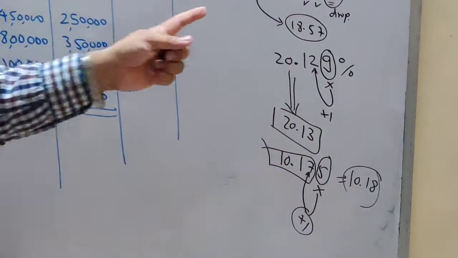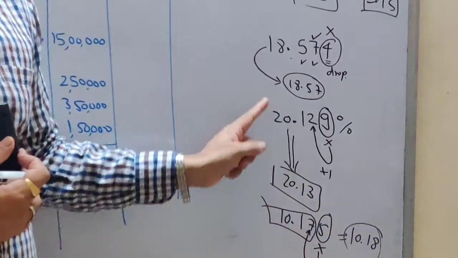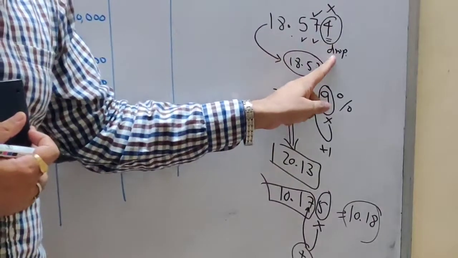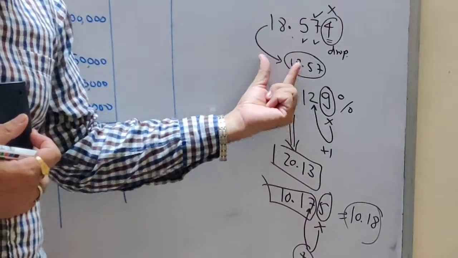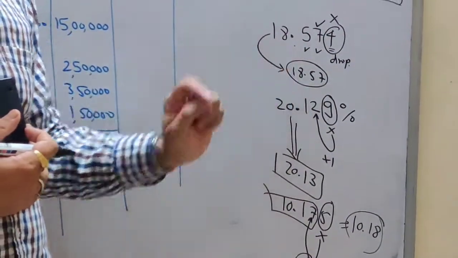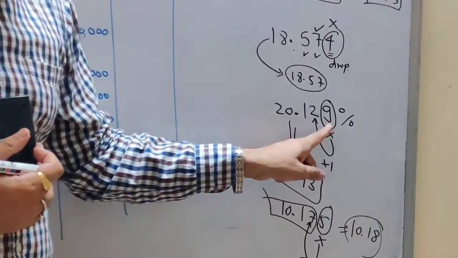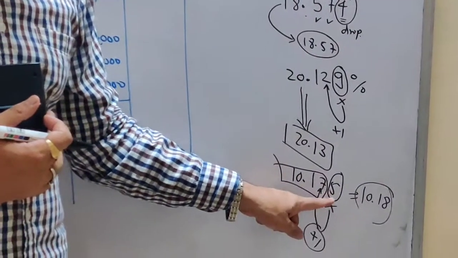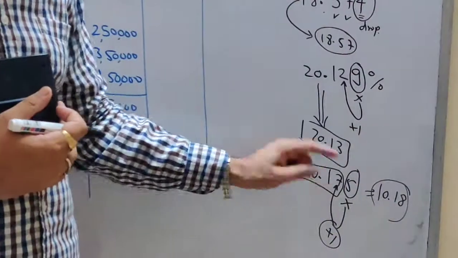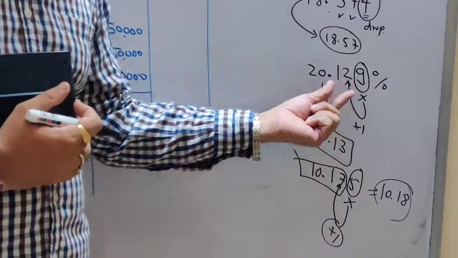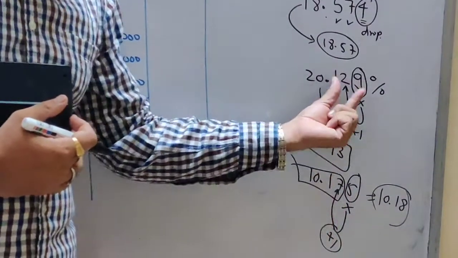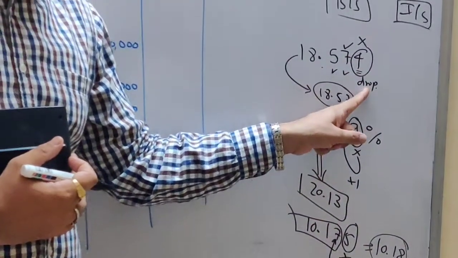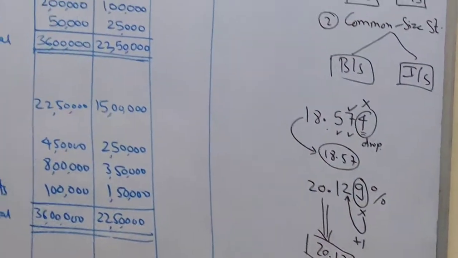I hope you have understood with all three examples. This example I have taken less than 5, so simply drop the third place and write the remaining numbers: 18.57. Second example I have taken more than 5, add 1 to the second digit. Third example I have taken 5, again you have to add 1. So if it is 5 or more than 5, you have to plus 1. If it is less than 5, you have to drop. I hope you have understood the example.